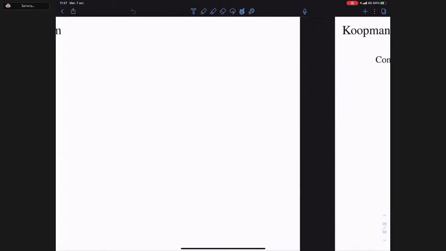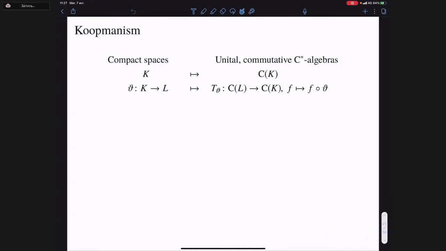What is Koopmanism? I think most people here know it, but I'm still going to explain it. If you have a compact space K, then you can associate to it the space C(K) of continuous complex valued functions on it. And this space forms not just a Banach space, but a unital commutative C-star algebra.